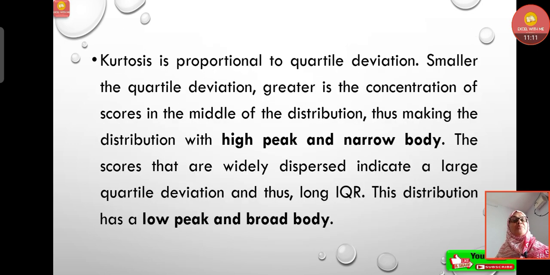Now kurtosis is proportional to quartile deviation. The smaller the quartile deviation, the greater is the concentration of scores in the middle of the distribution, thus making the distribution with a high peak and narrow body. The scores that are widely dispersed indicate a large quartile deviation and thus a long IQR. This distribution has a low peak and broad body.